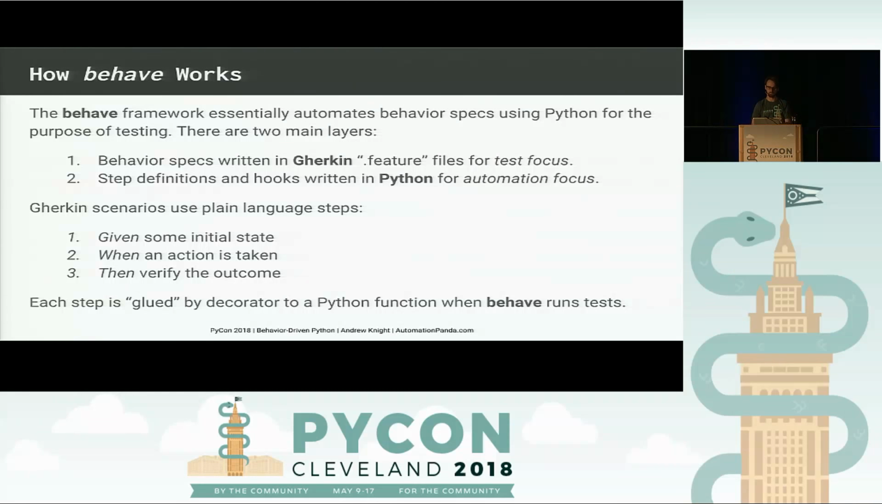The lower layer in Behave is what you call your step definitions and your hooks. This is where the Python comes into play. You're going to implement every single one of those steps, and your Python code is going to have automation focus. That's where you put in the details of the how. So, layered approach. As we saw before, Gherkin scenarios use plain language. Given some initial state, when an action is taken, then verify some outcome. Given, when, then. Each of those steps will be glued to a Python function when the Behave test runs.